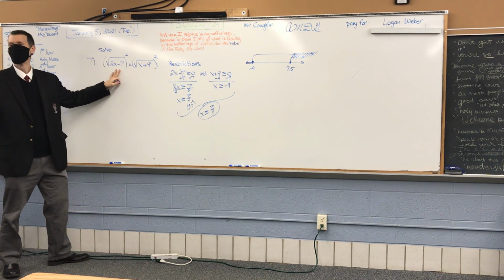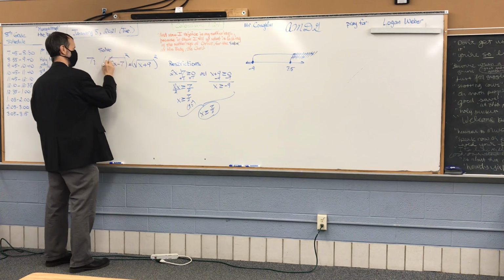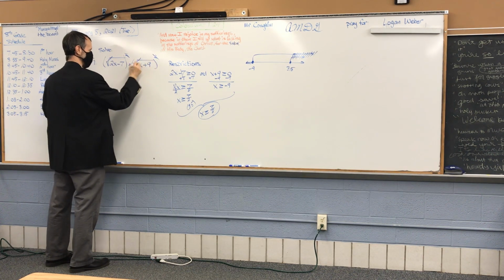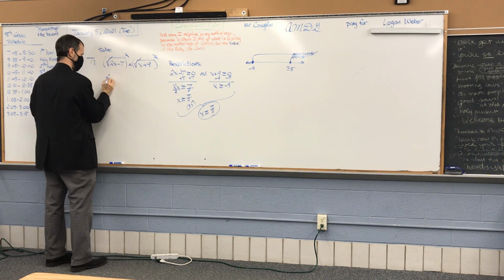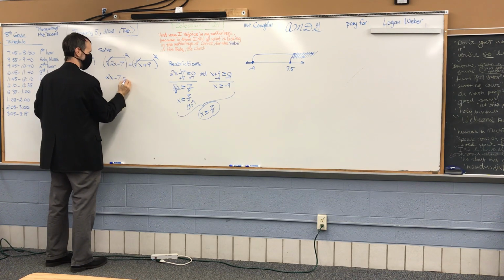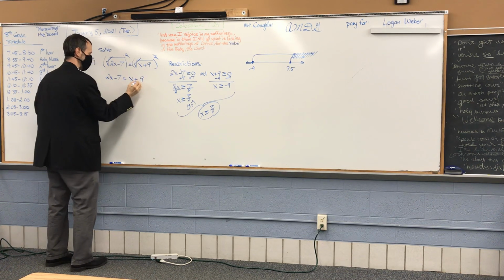The radical and the square cancel out. Correct. How about over here? Same thing. So what are you left with? 2x minus 7 equals x plus 9. Which is a lot more friendly.